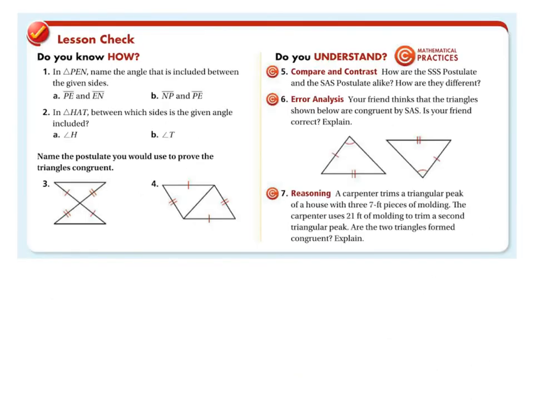Okay, hopefully that was pretty straightforward. If you have all three sides congruent on two triangles, you know the triangles are congruent by side, side, side. If you have two sides congruent and also the angle between those sides on both triangles, side, angle, side says that the triangles are congruent, and therefore all parts are. Try your hand at these lesson check problems.